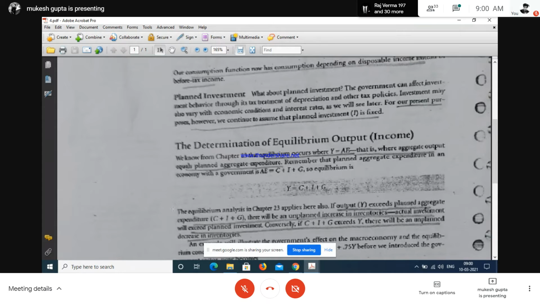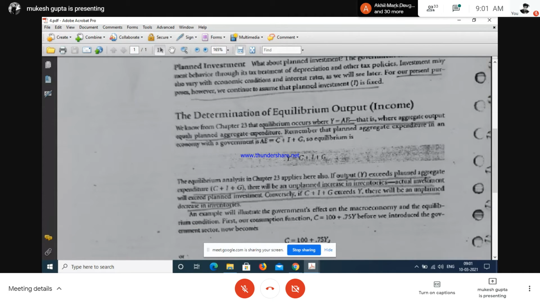If Y exceeds this aggregate expenditure, then there will actually be an unplanned increase in inventories. There will be an increase in inventories, and it will decrease investment basically. And if Y is less than aggregate expenditure, then it means that there is a decrease in the inventories, and it will raise the output. Inventory will decline, investment will increase, and output will increase.